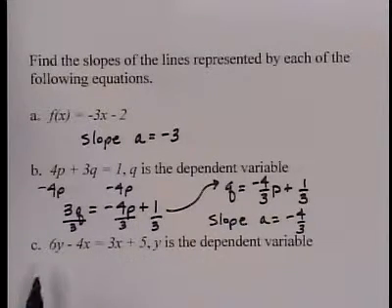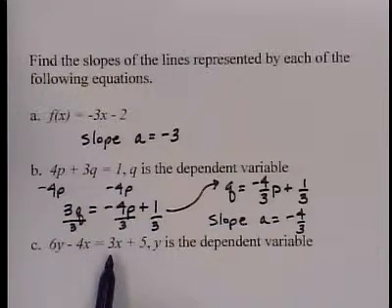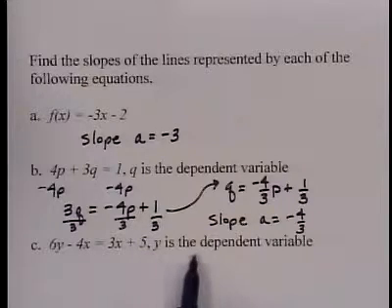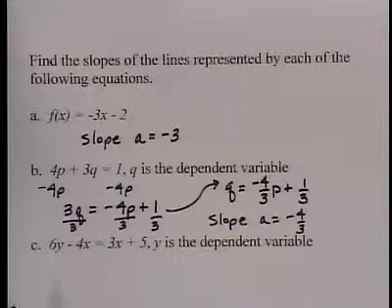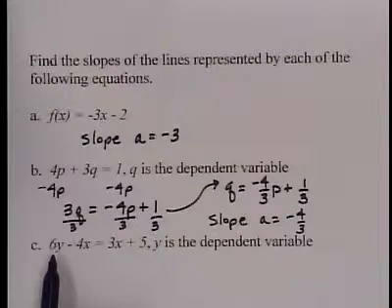In our third equation, we have 6y minus 4x equals 3x plus 5, and we're told y is the dependent variable. We need to get y by itself in order to identify the slope.